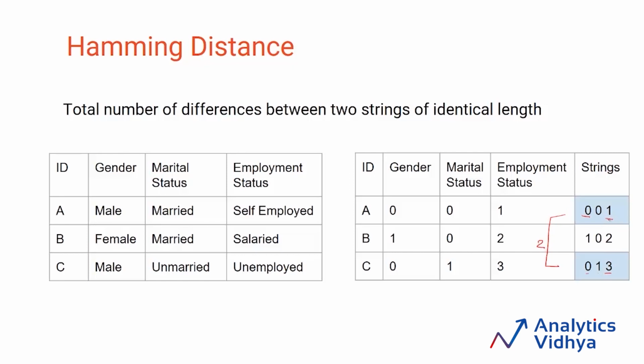Note that we did not take the difference here. So a change of 1 to 2 was also considered as a change of 1, and from 1 to 3 was again considered as a change of 1. So these values don't really matter. So I hope you understood how the Hamming distance works. Now go ahead and calculate the Hamming distance between point B and point C.